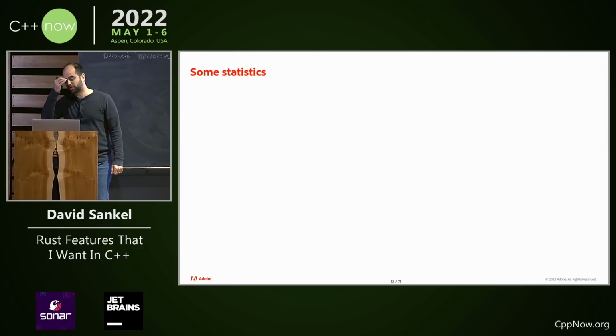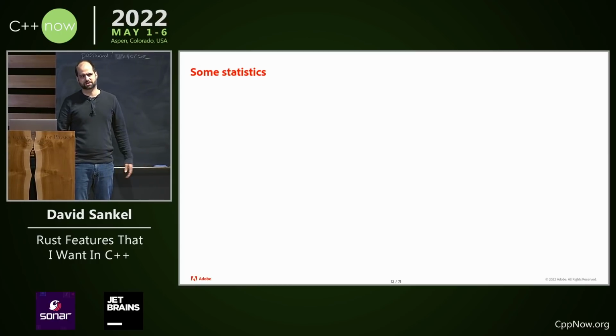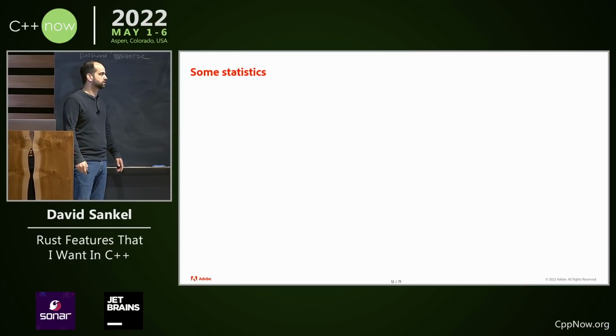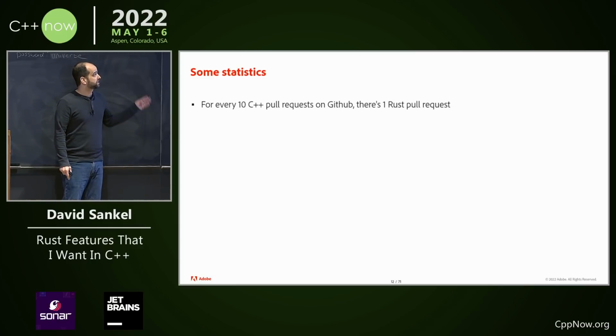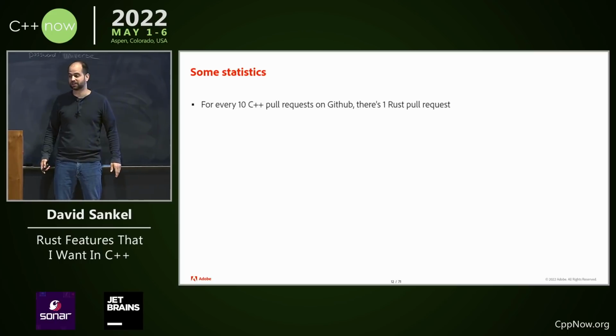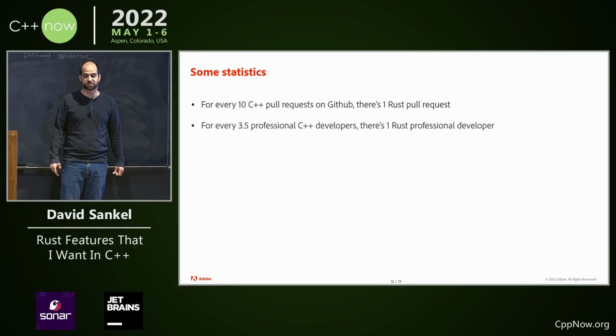So, some statistics about Rust. I took these from the 2021 Stack Overflow developer survey. I think it's a reasonable survey. I'm sure there's selection bias, but there are 83,000 respondents, which is a big number, right? So I think they're significant. The numbers might not be exact, but they'll tell you something. The first one is that for every 10 C++ pull requests on GitHub, there's one Rust pull request. There's a lot of C++ software development going on, so having 1 out of 10 in GitHub is a big number, okay? That's significant.